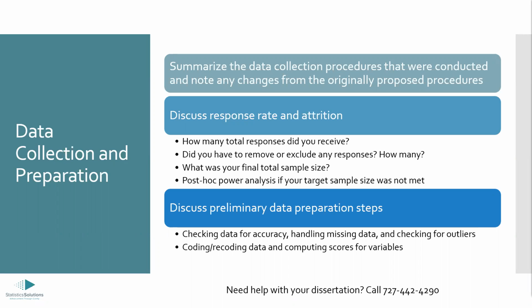So is any reverse coding necessary? Do you need to compute a score from those 10 variables? So compute an overall score for self-efficacy by perhaps adding the responses of the items together or averaging the responses together to get a total score. You'll want to describe that process in detail for each variable or any other recoding of variables that you need to do.